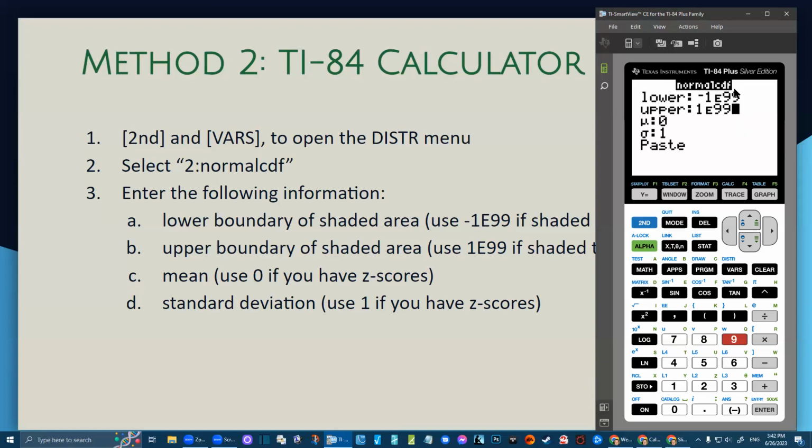This is the whole curve from negative infinity to positive infinity. If I run this on my calculator, I should get 1, which is good. That means the calculator is doing that correctly. We've accounted for everything. We get 1 as our answer.